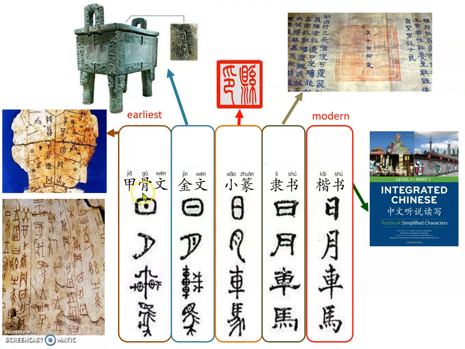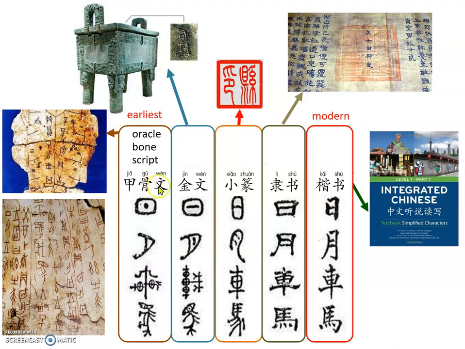甲骨文. 甲 means the shell. 骨 means the bone. 文 means the script or language. 甲骨文 is called oracle bone script. These are the earliest characters that we can find, and they're around 3,000 to 6,000 years ago.